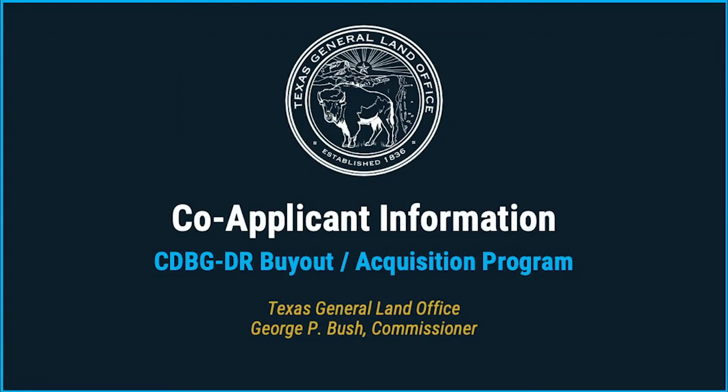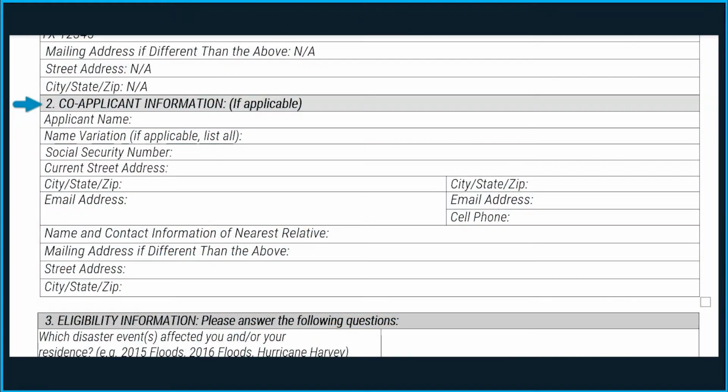Section 2 of the Intake Beneficiary form is for co-applicants, which are defined as anyone else with interest in the property. Please note, if there is an additional person on the title other than the applicant, they will need to be co-applicants and participate in the program.